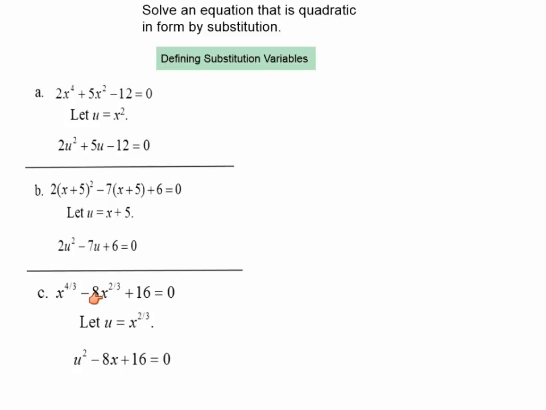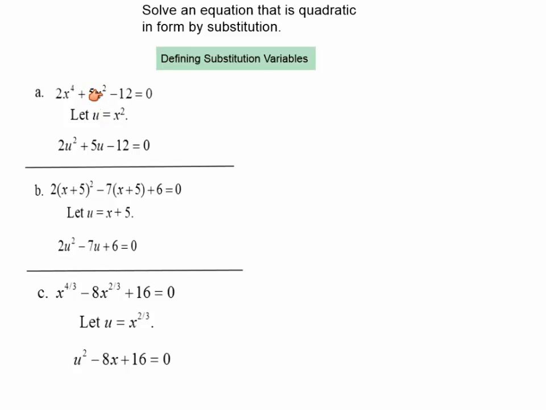Look at this term here. If I square x to the power of 2 over 3, if I raise this to the power of 2, I get x to the power of 4 over 3. So when that happens, you make these substitutions. You let this middle term, the variable part here, be equal to another variable. You can call it anything you want, u, w. In this case, we're going to call it u.